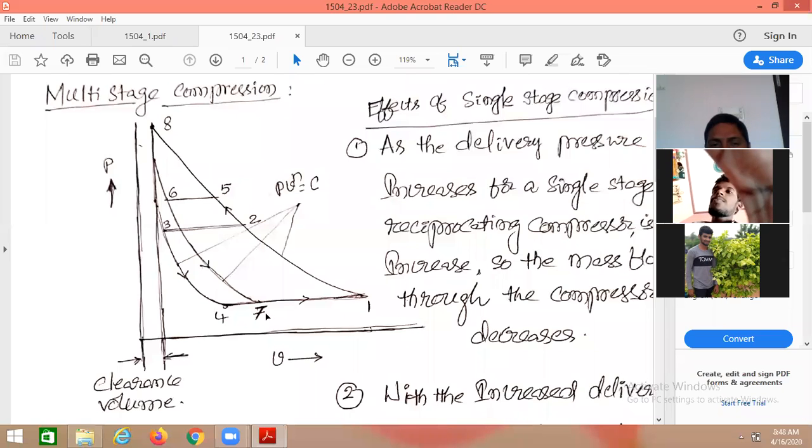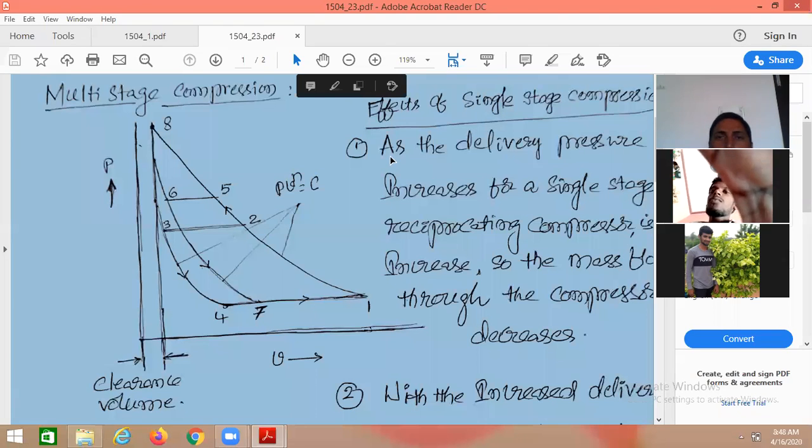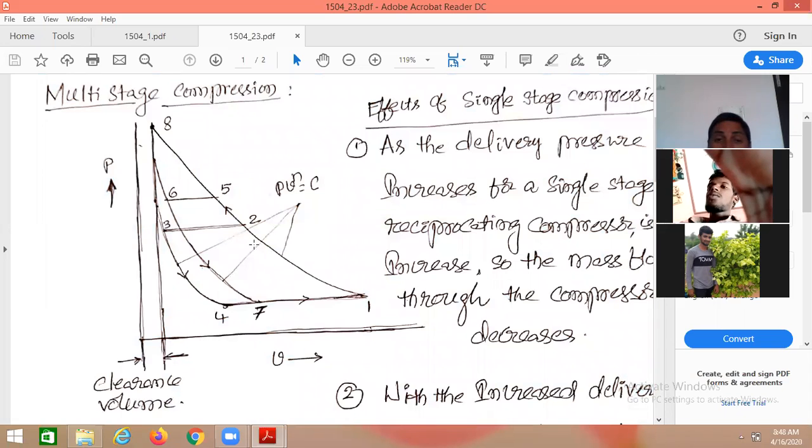As more of the compressed air expands, the fresh air entering the cylinder decreases. It is from 7 to 1 in the second case, and 4 to 1 in the first case, and no fresh air in the third case, when the pressure is increased to 8 bar. So when you increase the pressure in a single stage, the fresh air trying to enter the cylinder decreases. As the pressure is continuously increased in a single stage, the fresh air entering in the next cycle keeps decreasing.